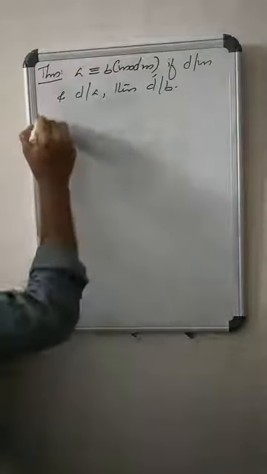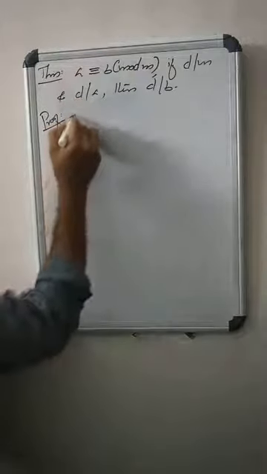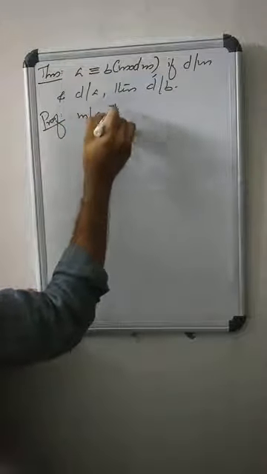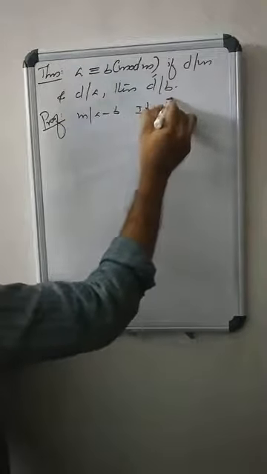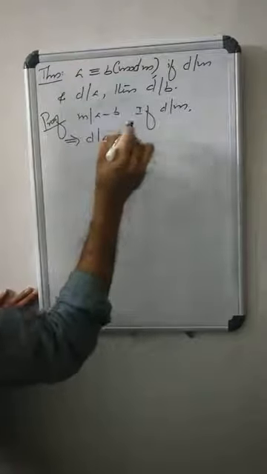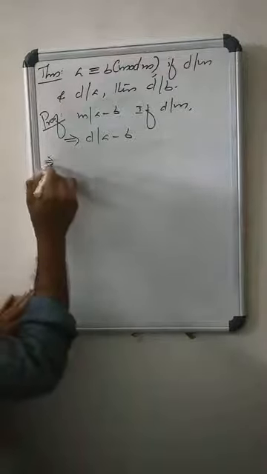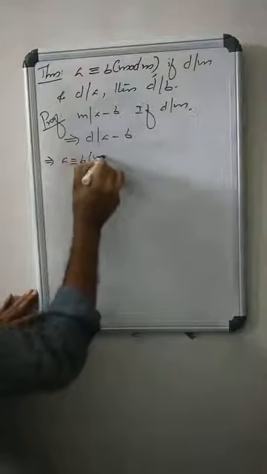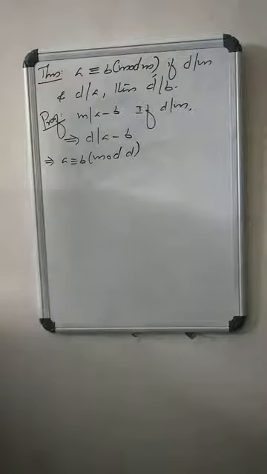How? Here the proof is immediate. Why? A congruent to B mod M means M divides A minus B. If D divides M and M divides A minus B, this implies D divides A minus B. D divides A minus B means A minus B is congruent to 0 mod D, that is, A is congruent to B mod D.